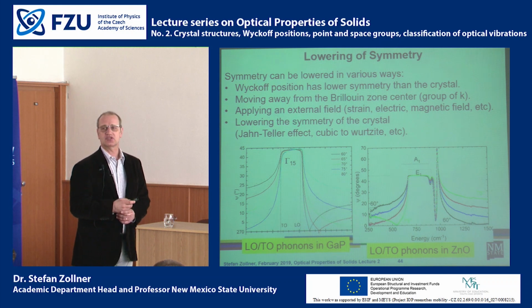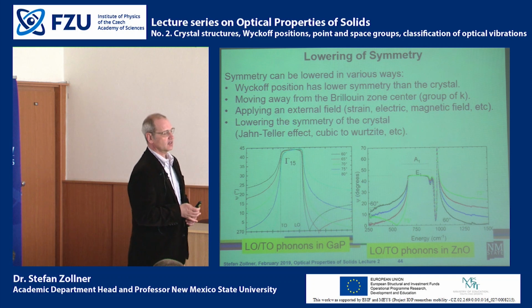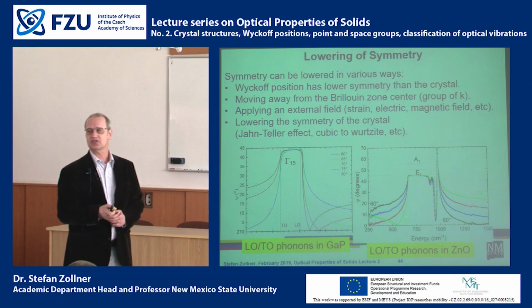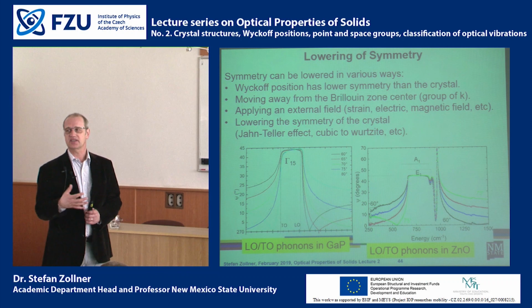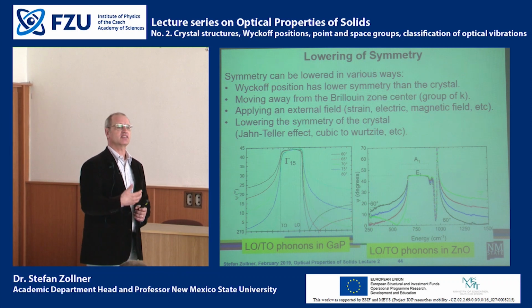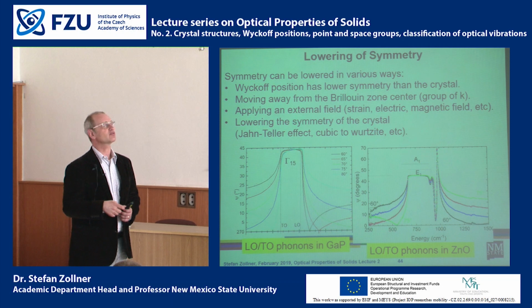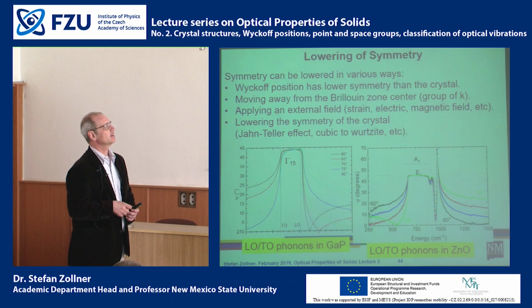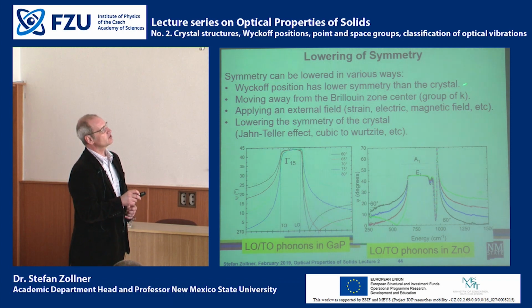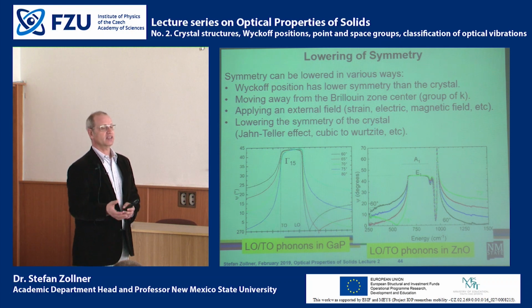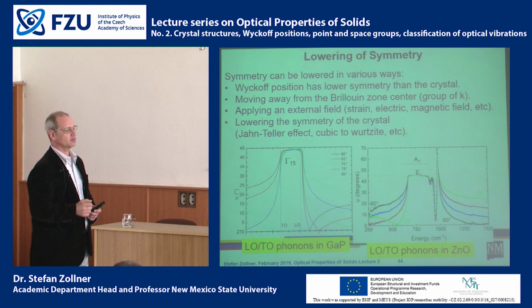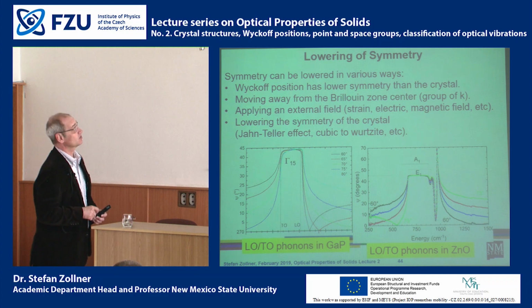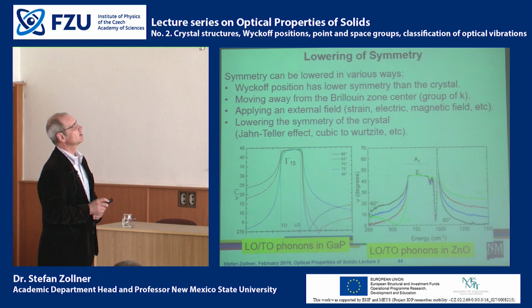The Brillouin zone center, the gamma point, has the full symmetry of the crystal because it only has the potential energy. But once I add the kinetic energy that comes with moving away from the zone center, then I will ask for what is the group of that wave vector, and that group of K usually has a lower symmetry than the entire symmetry of the crystal. And I can also lower the symmetry by applying an external field or by lowering the symmetry of the crystal.